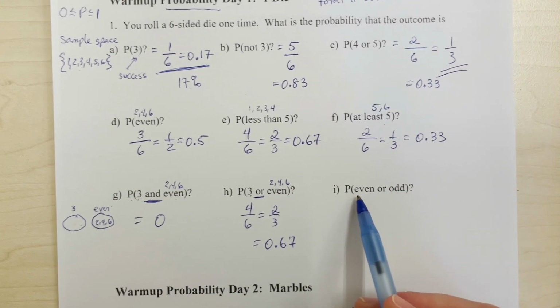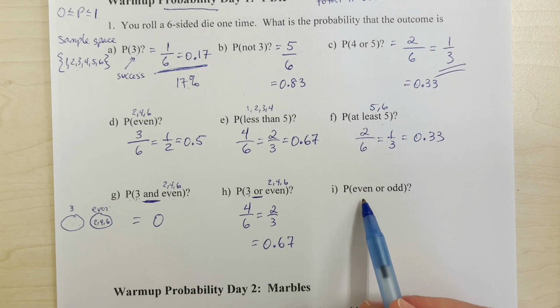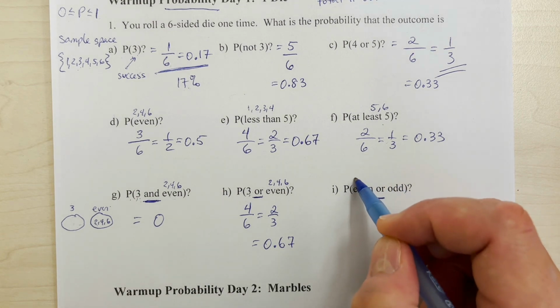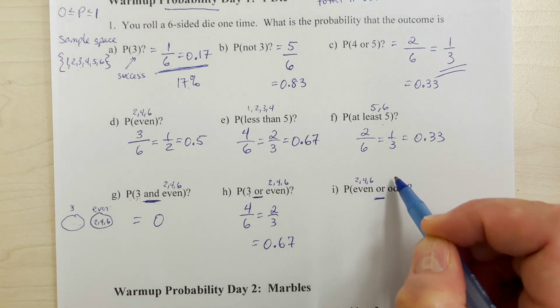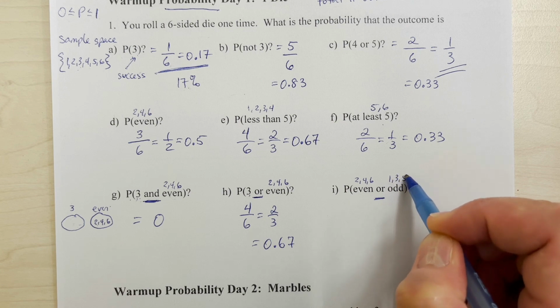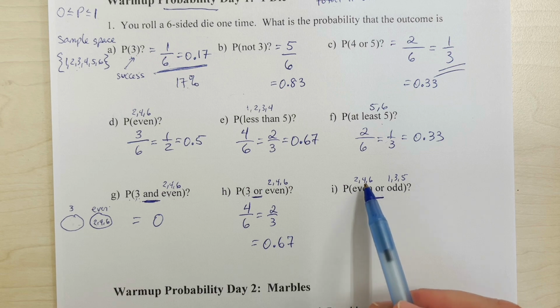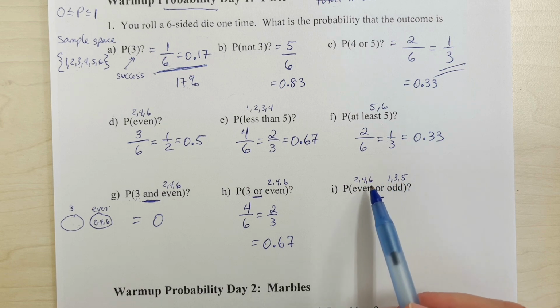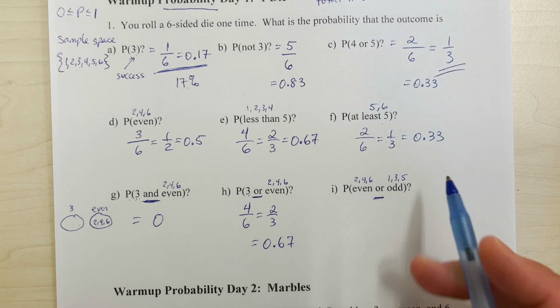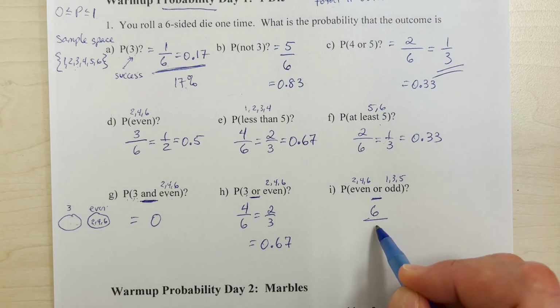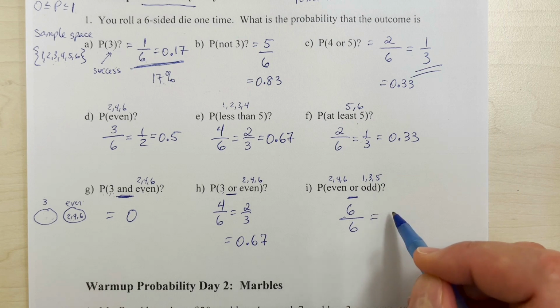All right, the last one here, what's the probability that the die is even or odd? Well, here's or. Evens are 2, 4, 6. Odds are 1, 3, 5. In this case, because it's an or problem, we can count all of these as successes. Well, 1, 2, 3, 4. There are 6 values that would be a success out of 6, and that is equal to 1.